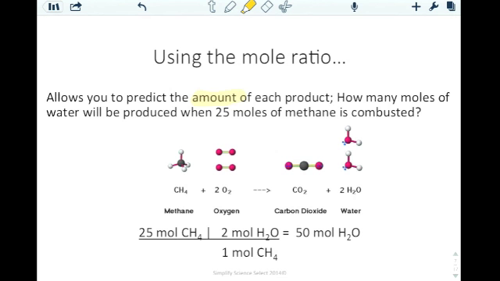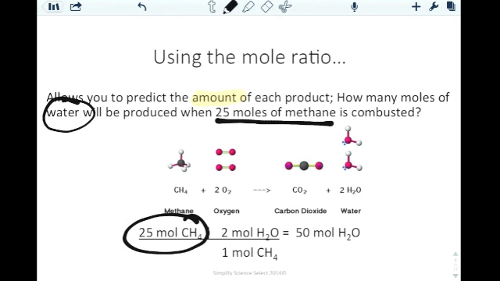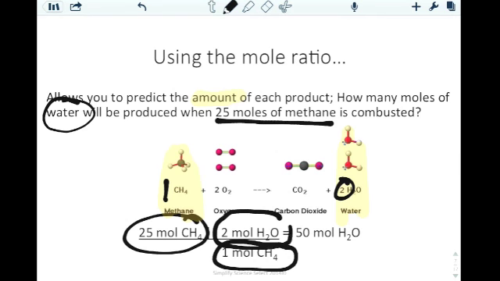How many moles of water will be produced when 25 moles of methane is combusted? So when we're looking at this, we have 25 moles of methane, and it wants to know how many moles of water. Well, what's the ratio? We always start with the number that the problem gives us, 25. Well, what's our mole ratio between methane and water? It's a 1 to 2 ratio. So 1 mole of methane equals 2 moles of water.